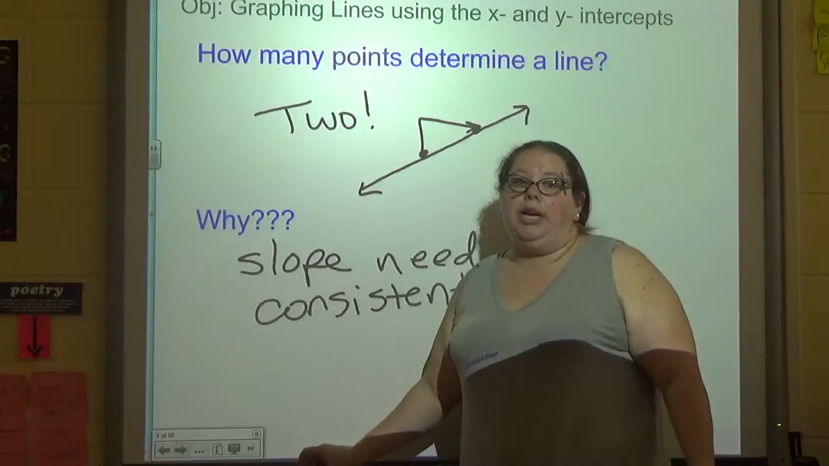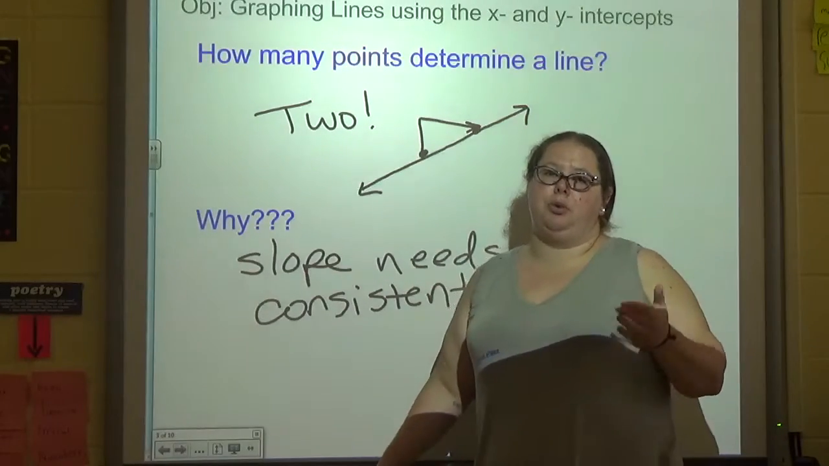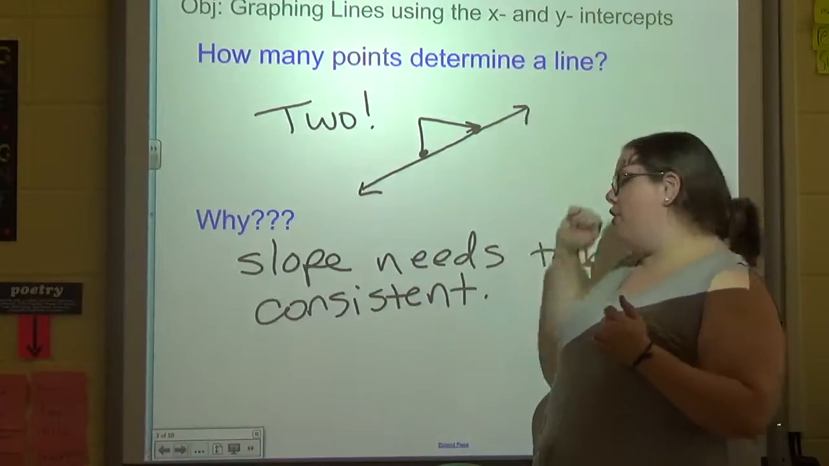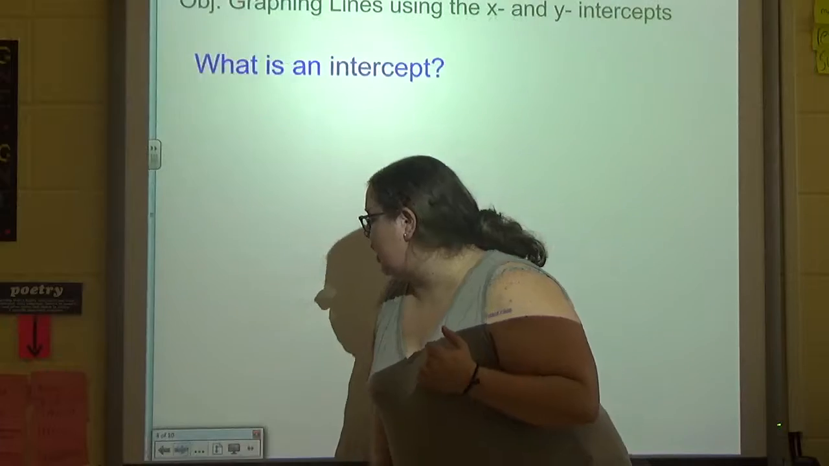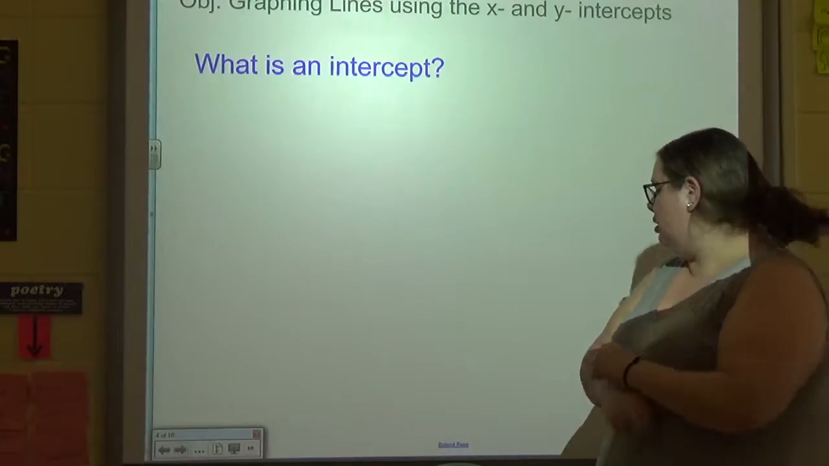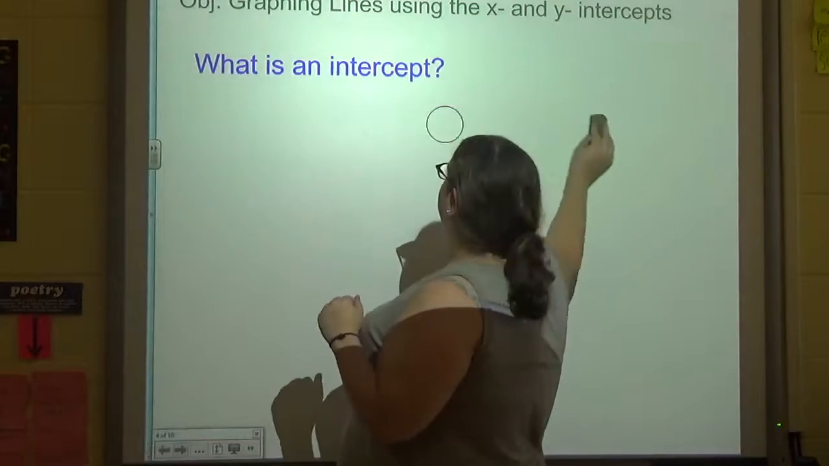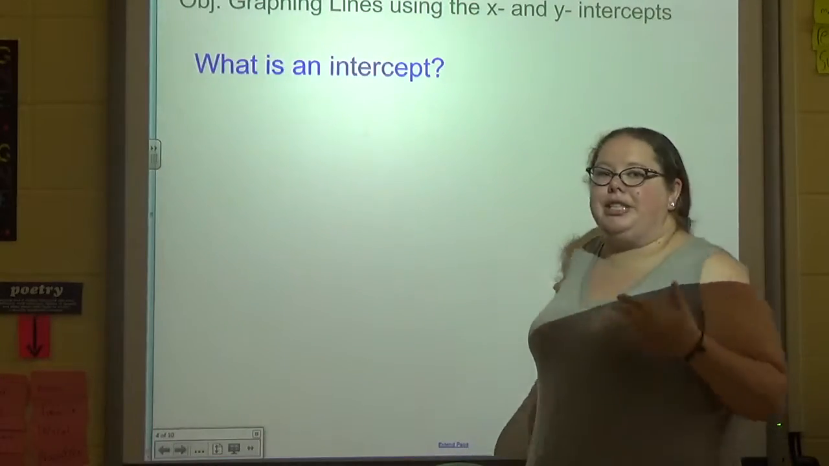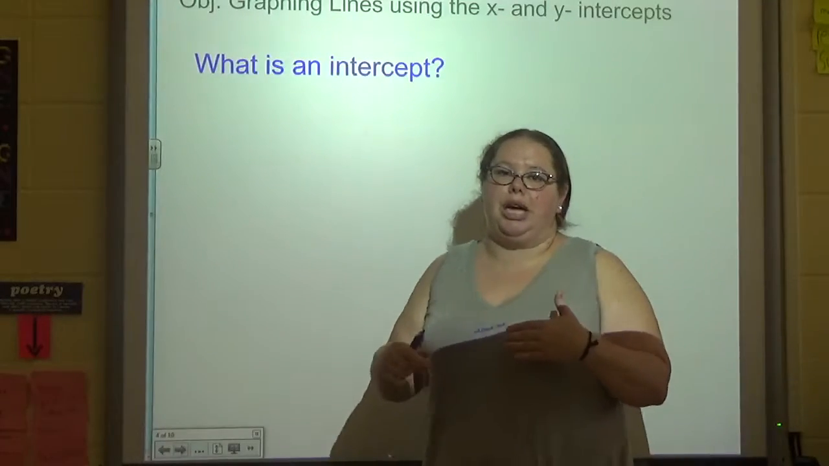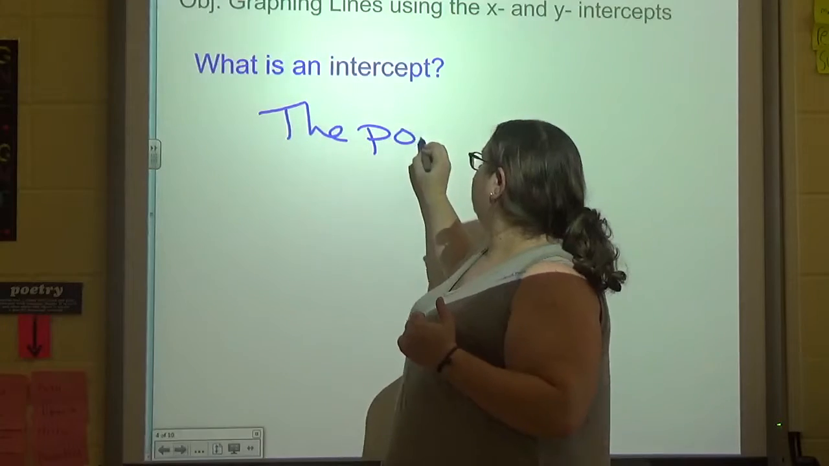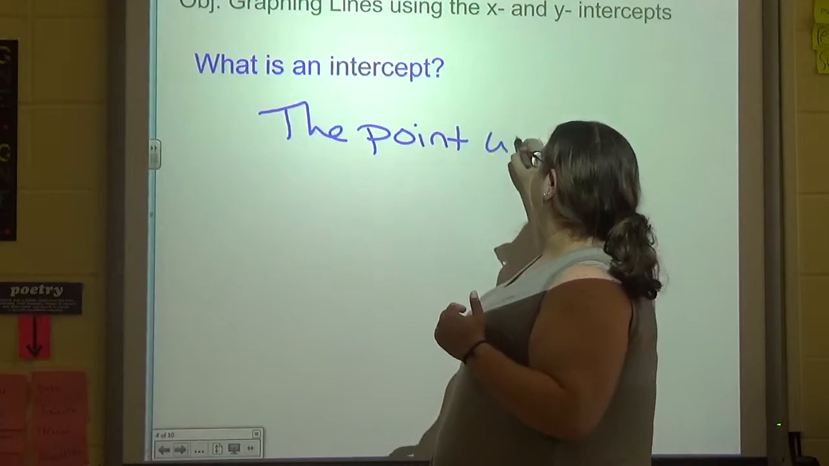So 2 of the points that we can use to graph a line are the x-intercept and the y-intercept, and that's what we're going to be doing today. Okay, so what is an intercept? An intercept or an intersection is where 2 lines meet. The point where 2 lines meet.